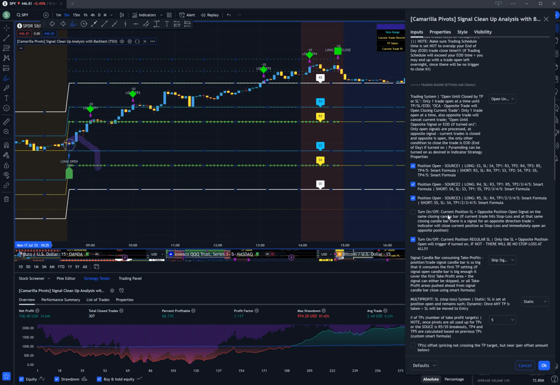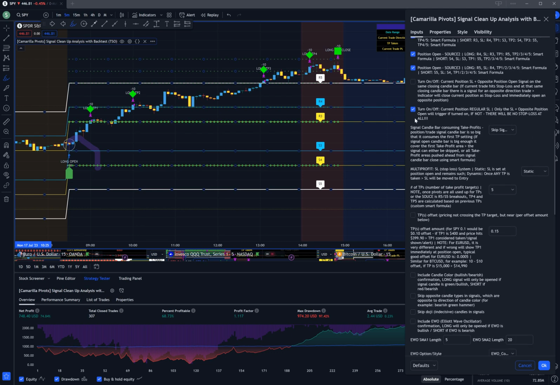It shows some interesting results. Especially with Forex, I don't know why, but Forex likes to do those things. Now this is a regular stop loss. Yes, you can turn it off. We strongly suggest to keep it on, but just for experimentation, feel free to play around with it.